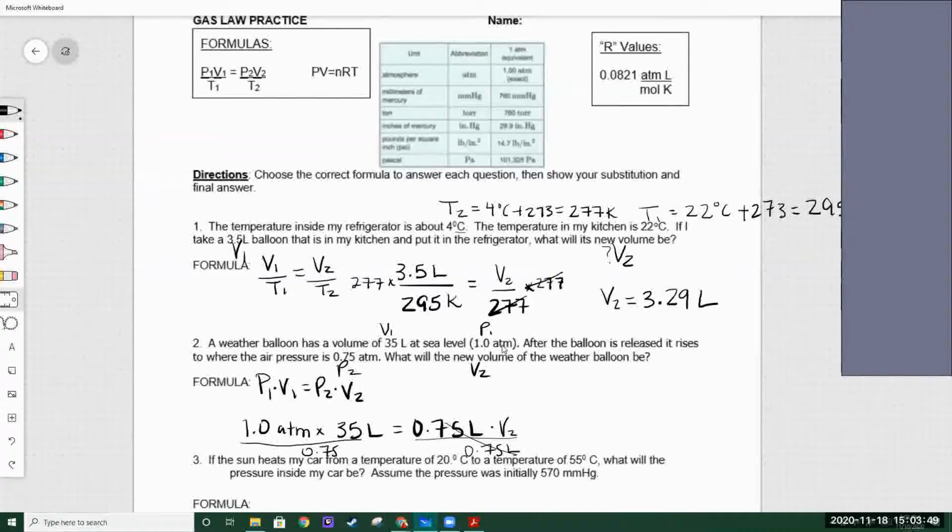Oh, this is not supposed to be liters. I'm like, wait a minute, we're solving for volume. What is this liters? That should have been atmospheres. My bad, guys.